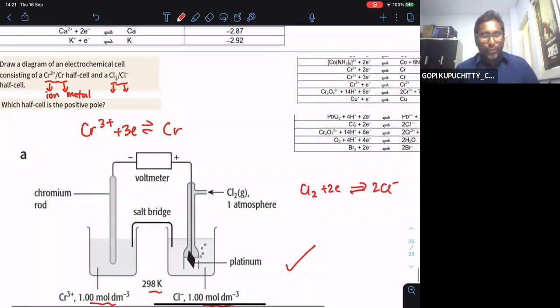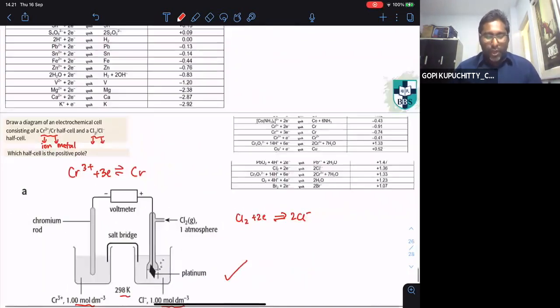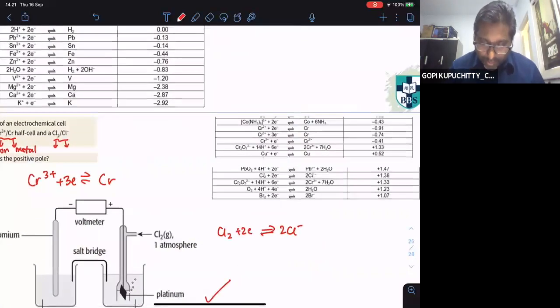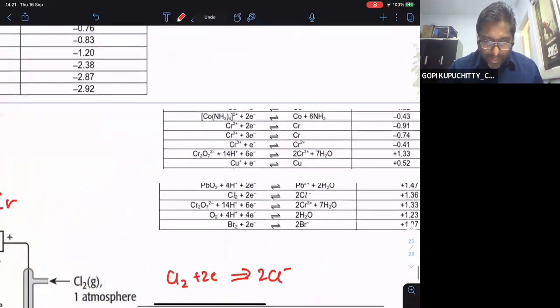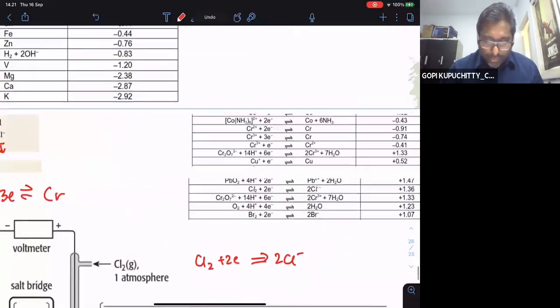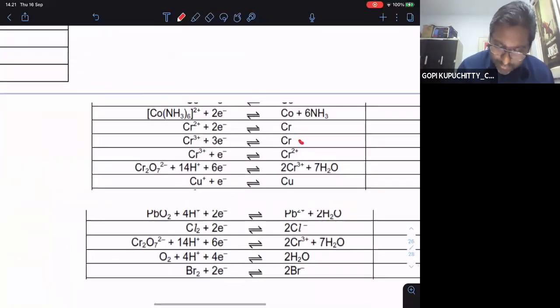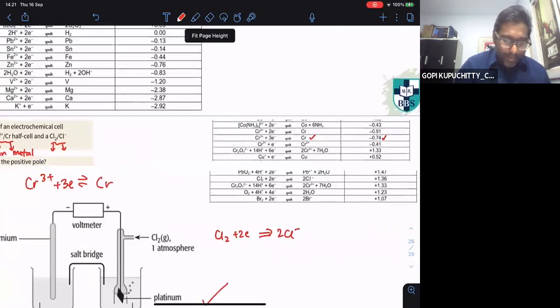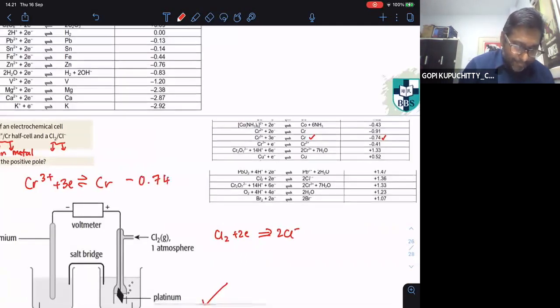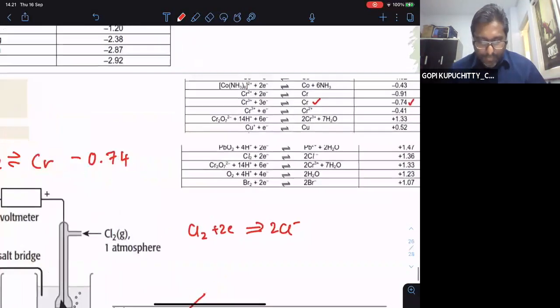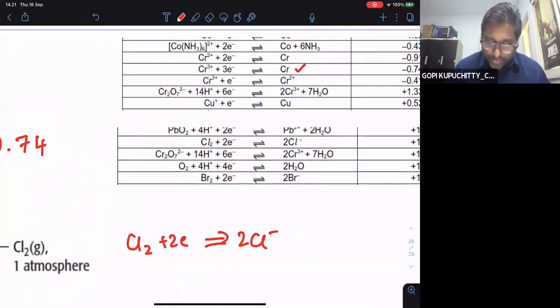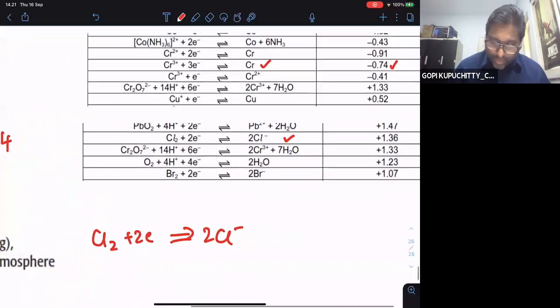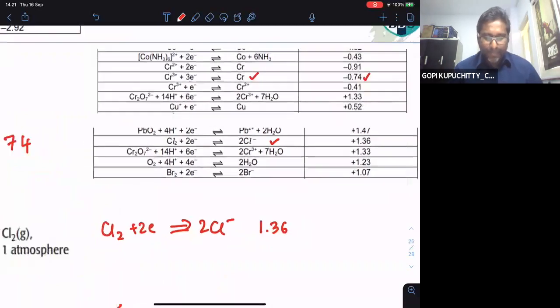So what you need to do is refer to your data booklet. And I took the value over here. You see Cr3+, there are many, but I need to go to Cr3+ and Cr. So make sure you select the correct one, negative 0.74. For Cl2 plus 2 electrons to 2 Cl-, it's going to be 1.36.